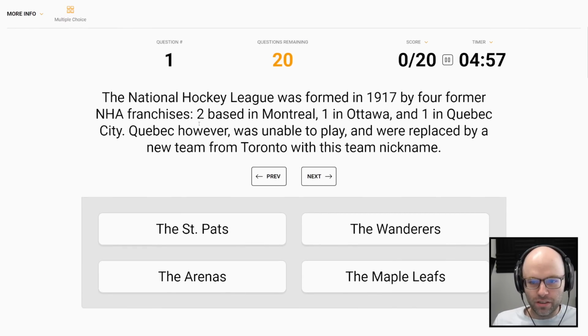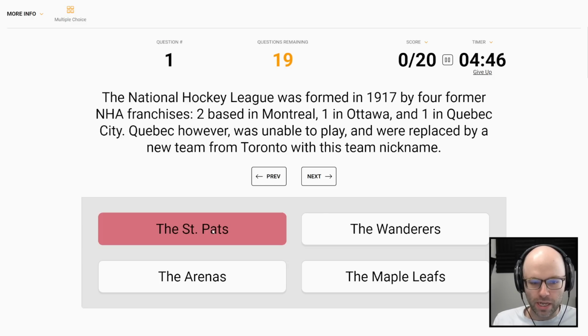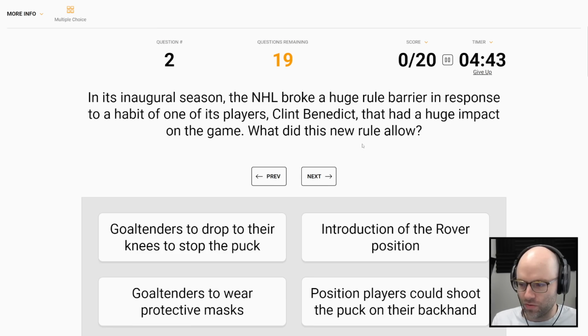The National Hockey League was founded in 1917 by 4 former NHA franchises, 2 based in Montreal, 1 in Ottawa, 1 in Quebec City. Quebec, however, was unable to play. They were replaced by a new team with Toronto with this team nickname. These will be the St. Pats. Wrong, bitch. It's the Arenas.